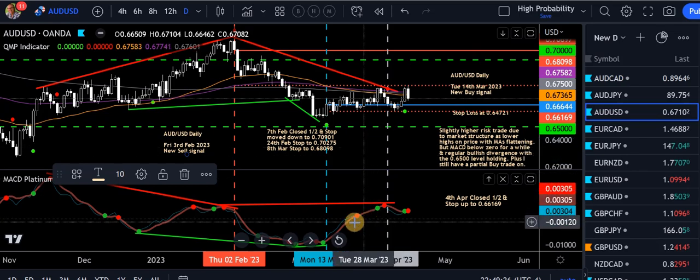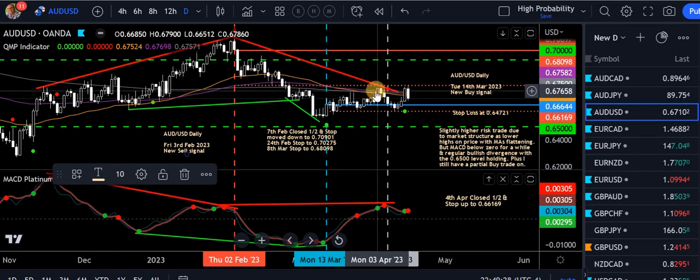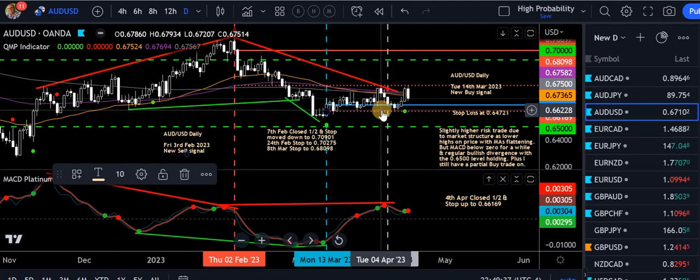Probably a couple of reasons. MACD Platinum's definitely through the 0 level. There's a big bullish candle. So it's a good time to take some profit as price got into the MAs. So we closed half, put the stop there. We can't lose on the buy. So we can't lose on either trade, which is good.